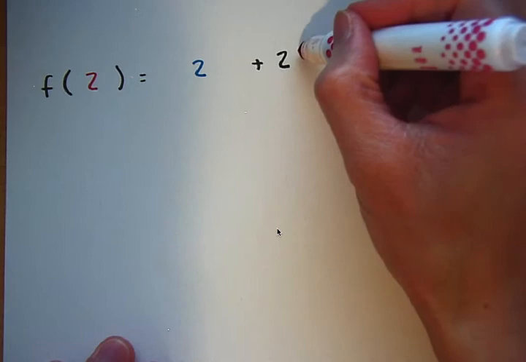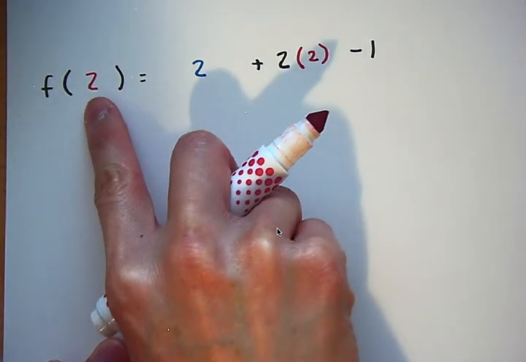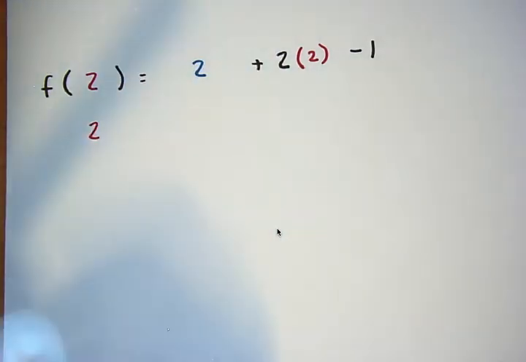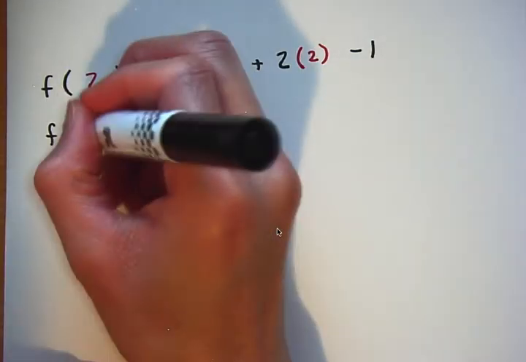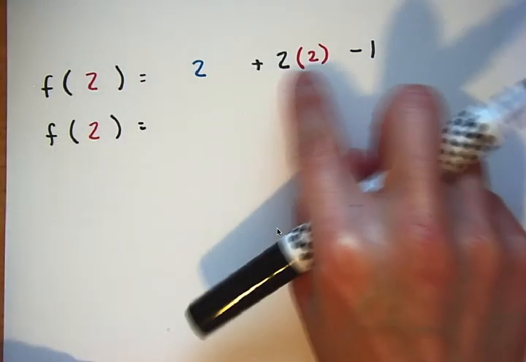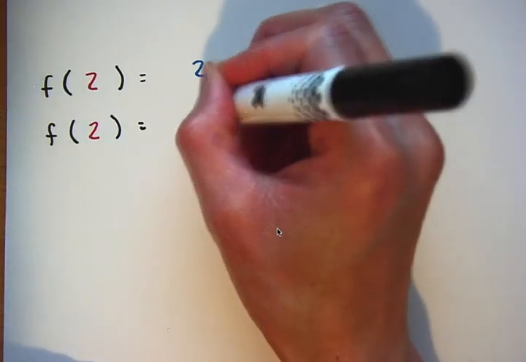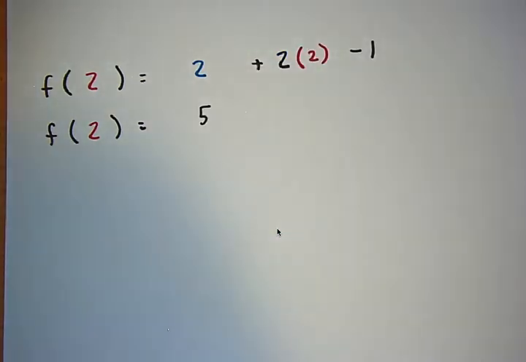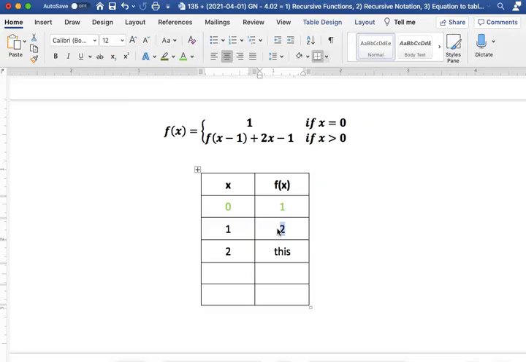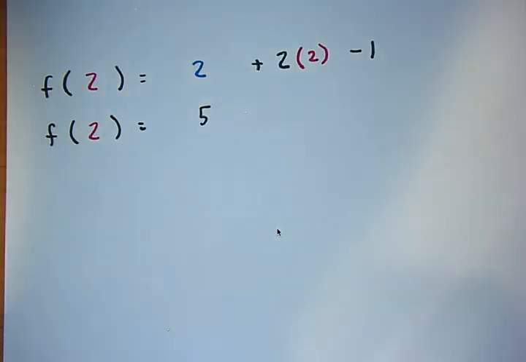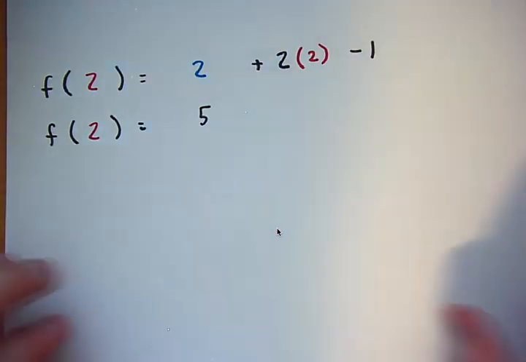My x is currently 2. So f of 2 simplifies to 2 times 2 is 4. So 2 plus 4 minus 1 is 5. So my next y is equal to 5. I'm going to do one more. Before I do that, pause and take notes if you'd like. Hit play when you're ready to continue.